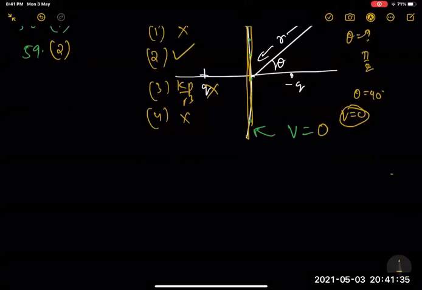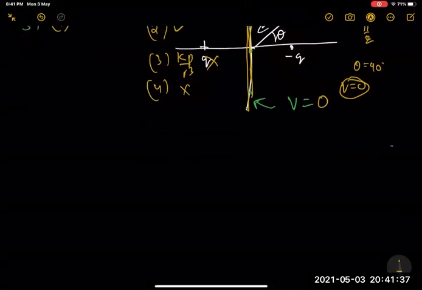Okay, 62, 63. 62. The force on a charge situated on the axis at a point, at a distance from the midpoint of a dipole is.